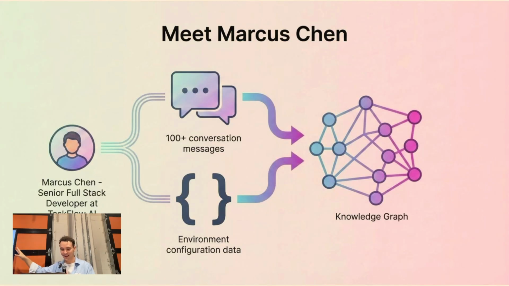We've already gone over some of this, but basically the data set that you've already ingested is this synthetic scenario of Marcus Chen. He's a senior full stack developer at TaskFlow AI. He's had 100 messages with his coding agent, and there's also some environment configuration data in the form of JSON. This has all been ingested to create the knowledge graph.